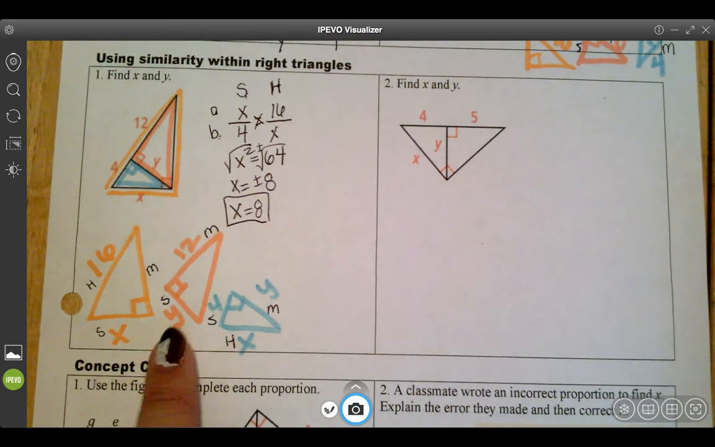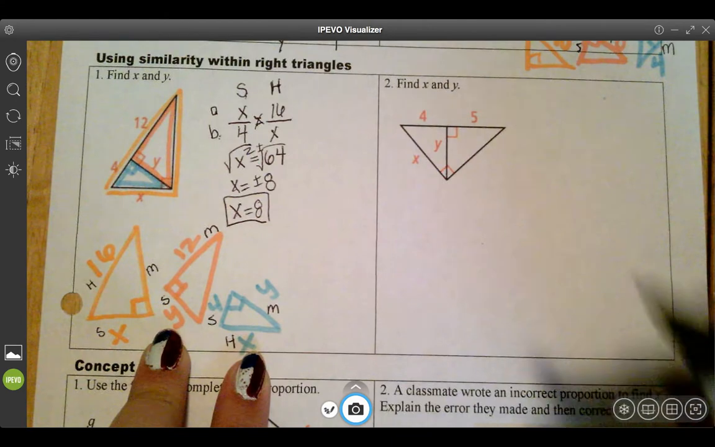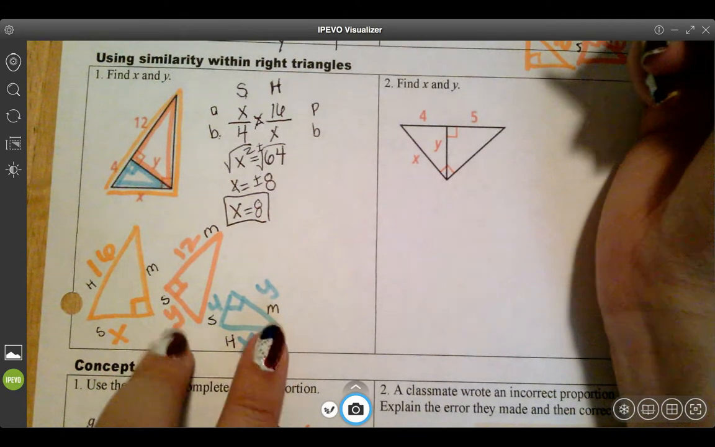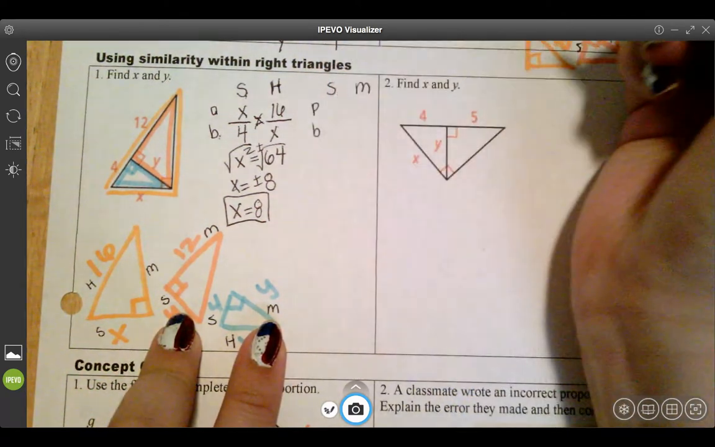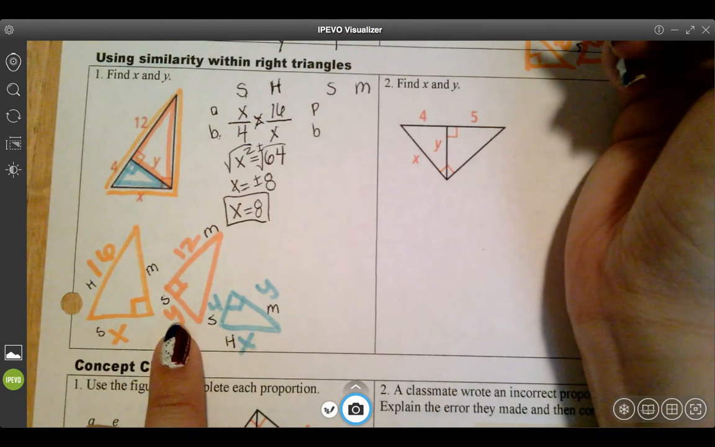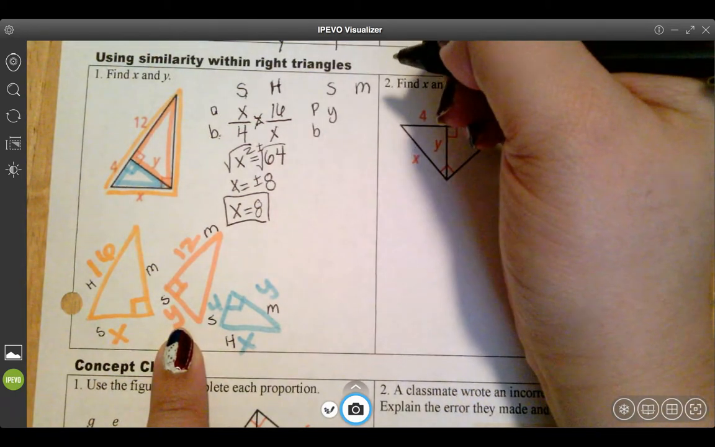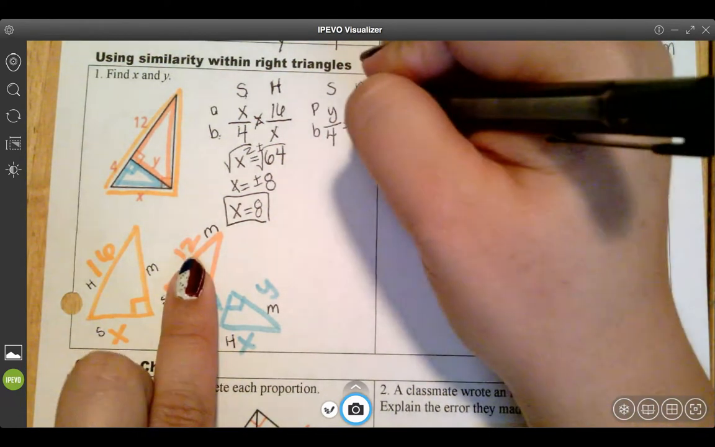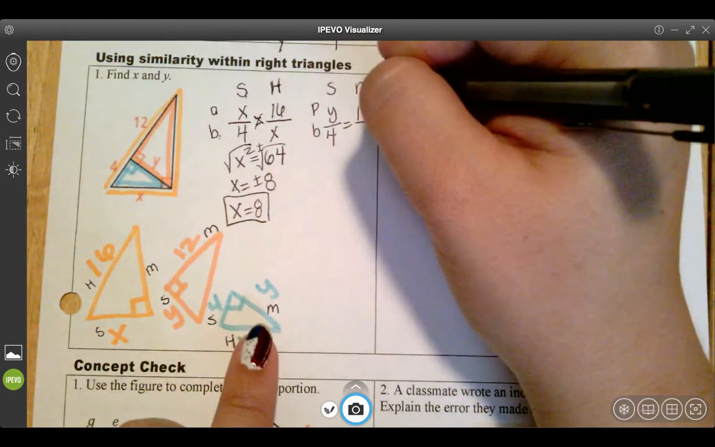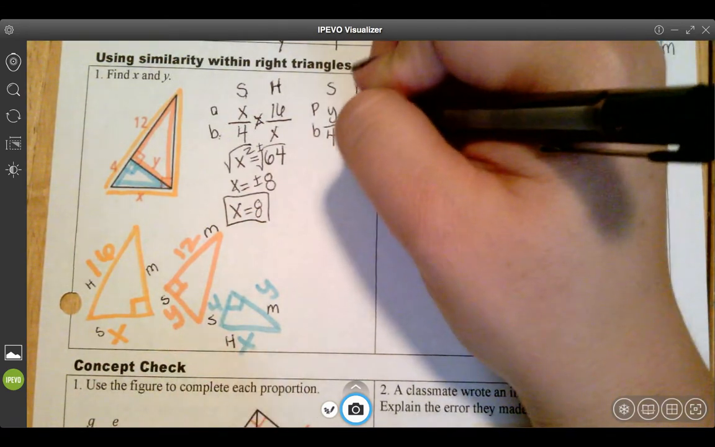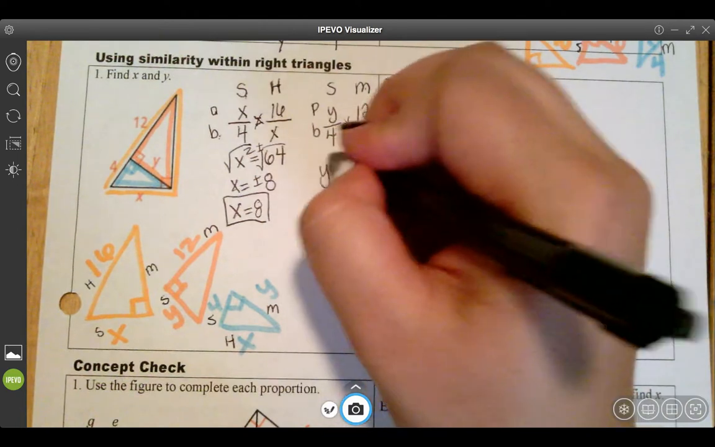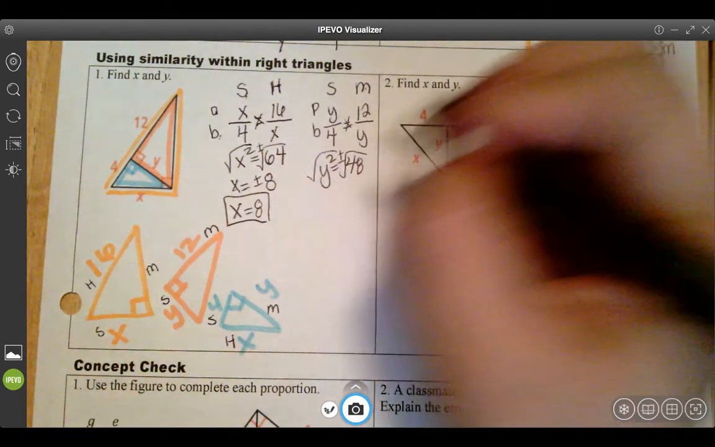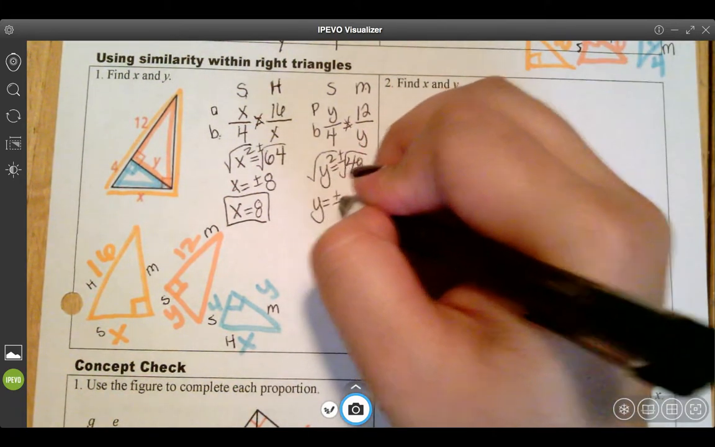For the second proportion, we want to solve for y, so I say which two triangles have y, and that's going to be pink and blue. And which sides are they on? They're on the small and medium sides. So start with pink, small is y. Blue, small is 4. Pink, medium is 12. Blue, medium is y. Cross multiply, we get y squared equals 48. Square root property, take the square root of both sides. Y equals plus or minus the square root of 48.